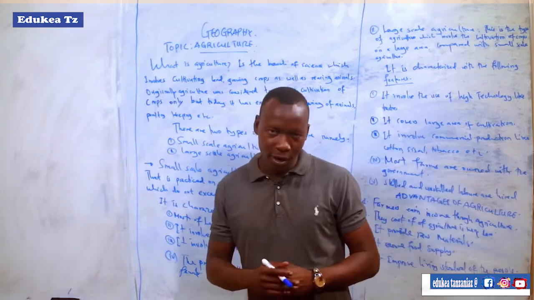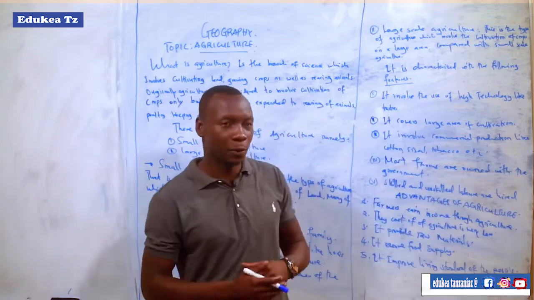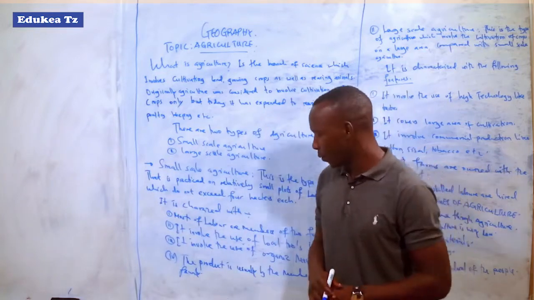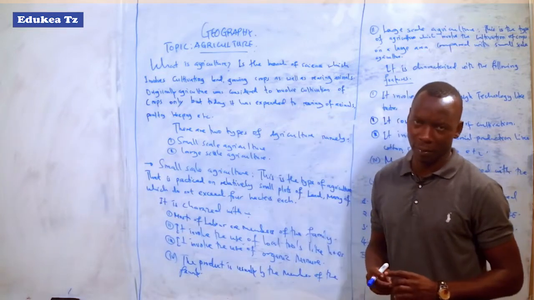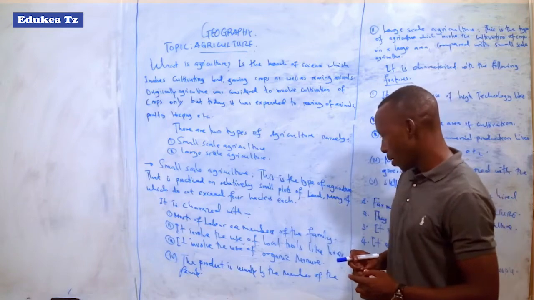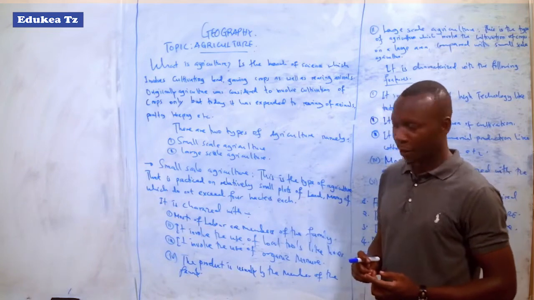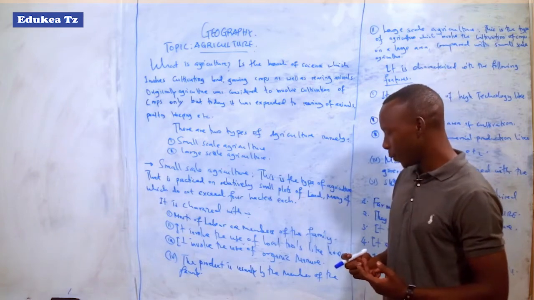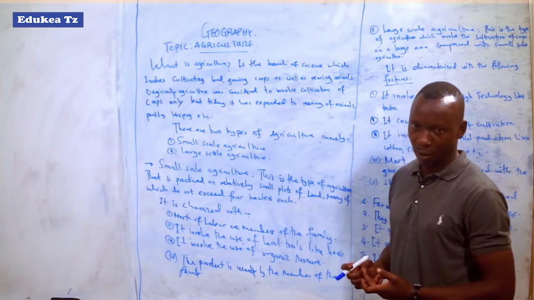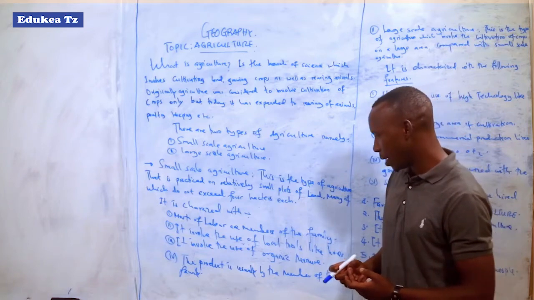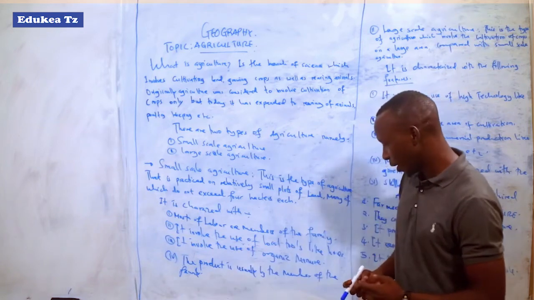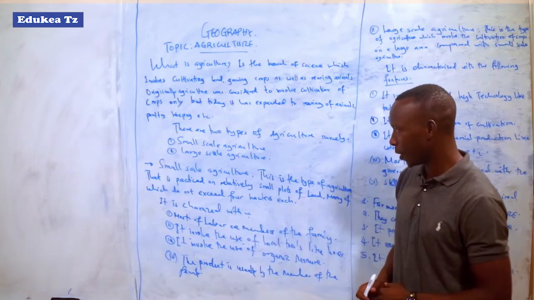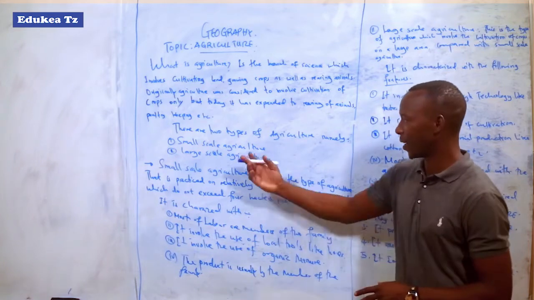The product obtained from this small-scale agriculture is used for the survival of the family as food. It may also help members of the family to get a little amount of money, but not a high amount. So generally, these types of agriculture involve a few features of agriculture.